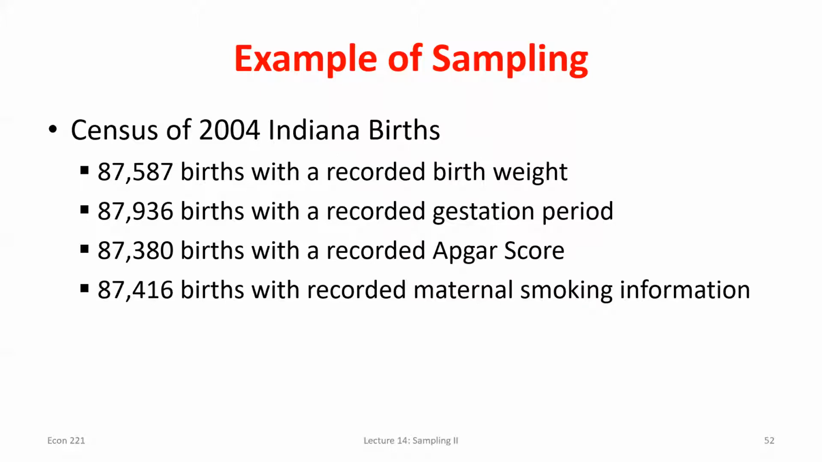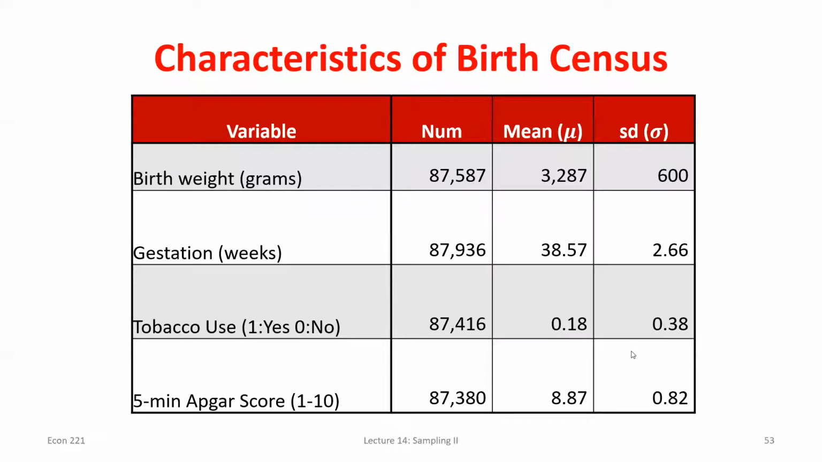So I have the population data. So I can observe what the actual population means and population variances are for Indiana births. I have 4 variables. One is birth weight, gestation or length of the pregnancy, a health measure of the child once it's born, the APGAR score, and then whether or not the mother smoked while pregnant, 1 if she did, 0 if not. Okay? So I look at these means for these 4 different variables from the population data. I can calculate the population means and the population standard deviations. So this is somewhat alarming that 18% of Indiana mothers smoke while pregnant? But this is what we can look at.